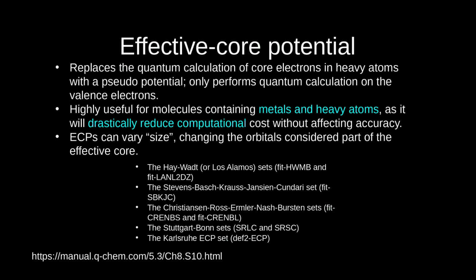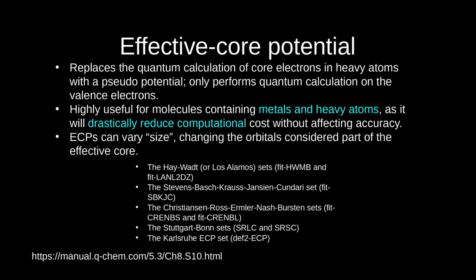Another thing to take into account for your calculation is whether or not to include an effective core potential. An effective core potential replaces the quantum calculation of the core electrons in heavy atoms with a pseudo or static potential. This means that the calculation will only perform the quantum calculation on the valence electrons. For metals and heavy atoms, the core or inner electrons will not greatly affect the computational results of your calculation.